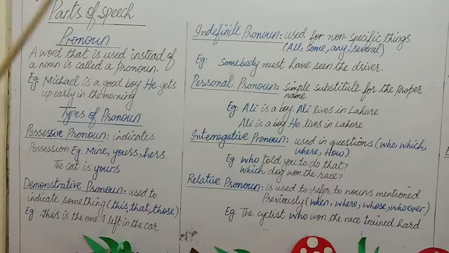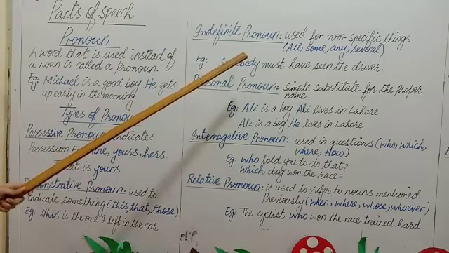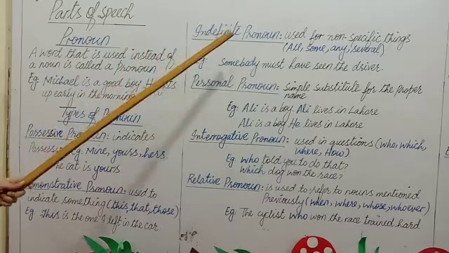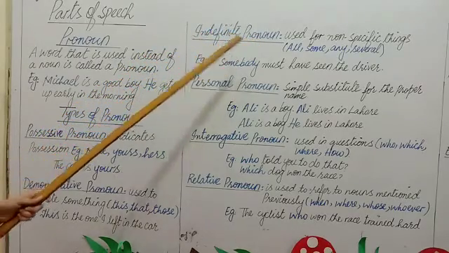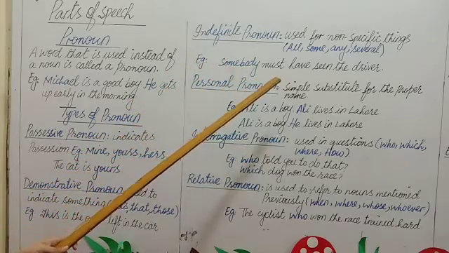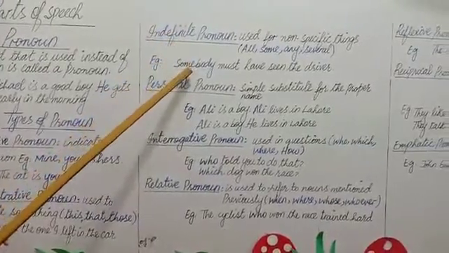Indefinite pronoun, as you can see, indefinite pronouns are used for non-specific things. Non-specific things which are generalized, which are not specific. For example, we use all, some, any, several. For example, somebody must have seen the driver. So here somebody is actually an indefinite pronoun.